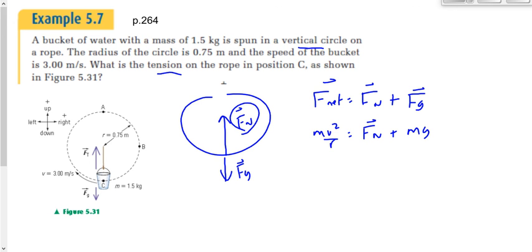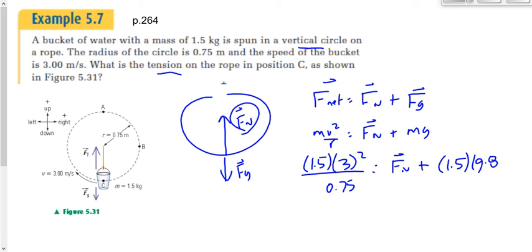M is 1.5, V is 3, R is 0.75. G is 9.81. We've got to worry about signs here now. This one is positive because the center of the circle is upwards from you. This one is negative because gravity is always negative. Little shortcut here to do this in your head. 3 squared is 9. 1.5 divided by 0.75 is 2. So 2 times 9 is 18.